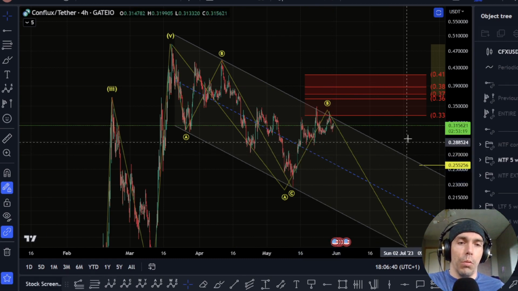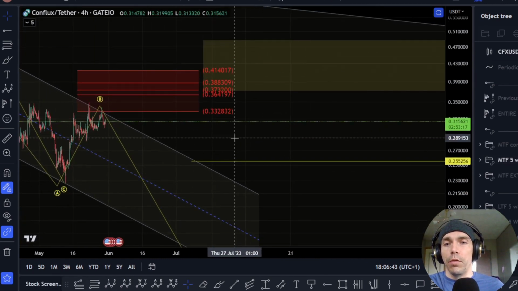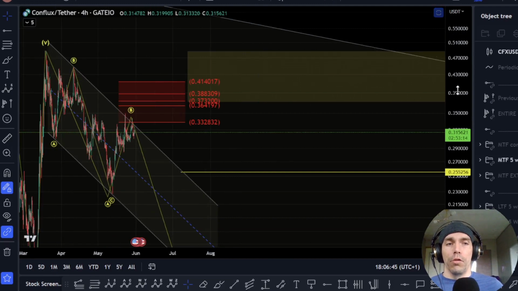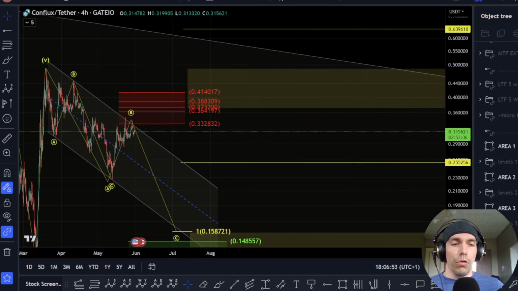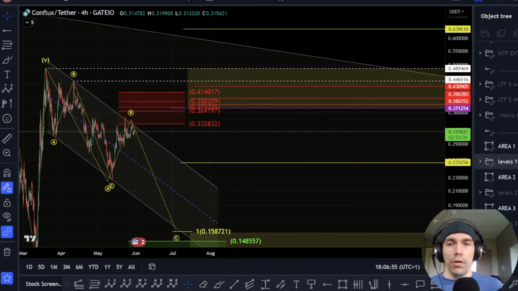So this is going to be something we need to be mindful of if we do move up into this level. We do have some interesting zones here. Within this area, I do have some daily, monthly naked points of control in here. So this could be a level that we actually see a rejection of.